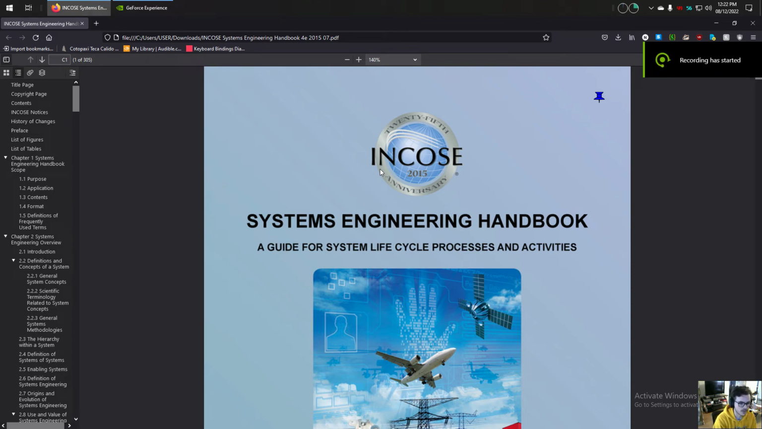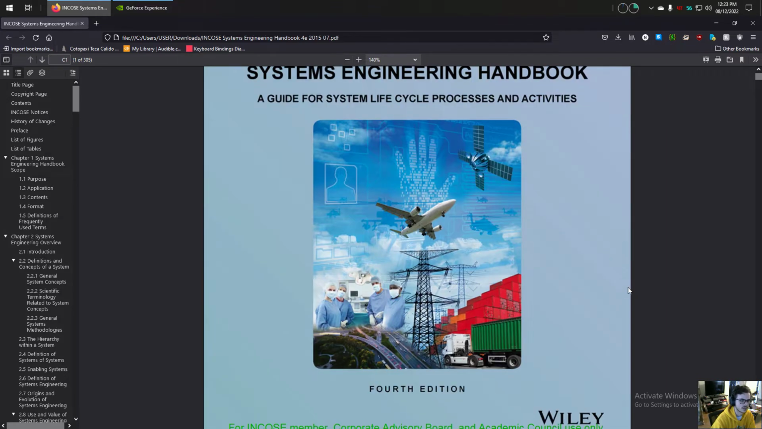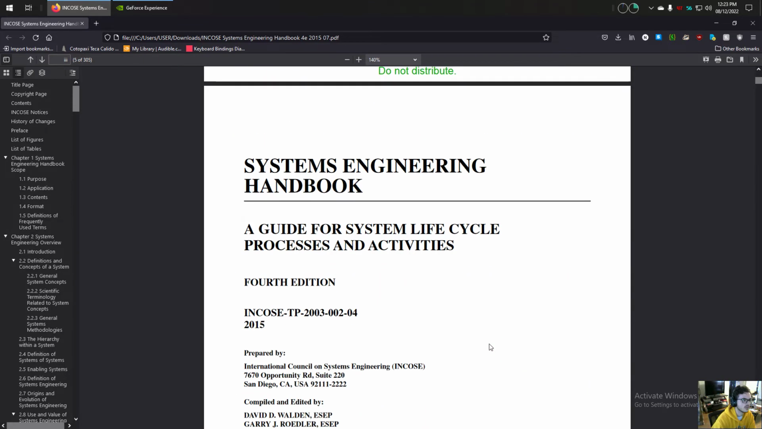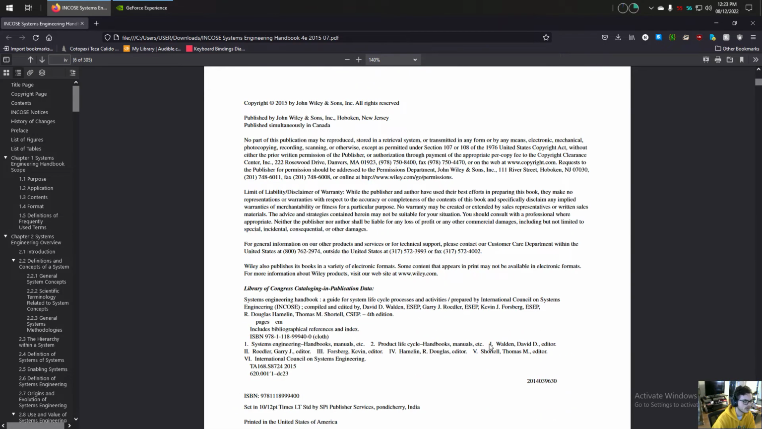Alright, so I'm making this recording for myself and potentially to share with other people working at Lockheed or other systems engineers. So this is the INCOSE Systems Engineering Handbook, a guide for system life cycle processes and activities. This is just the introduction. So here's the cover. It's the 4th edition. Here's one of the pages, another page.